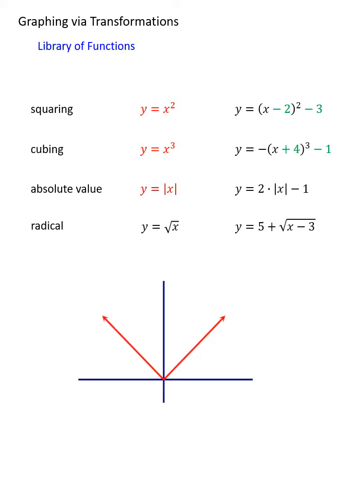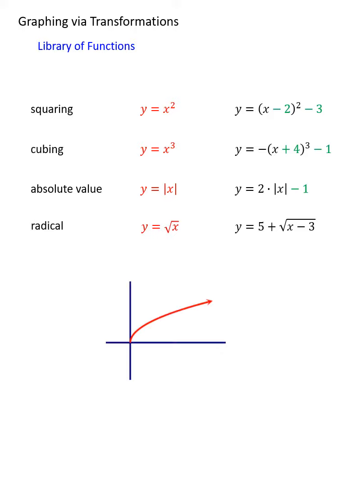Likewise, if I memorize what the graph of the absolute value looks like, then to graph the more complicated absolute value, I simply have to ask what effect do multiplying by 2 and subtracting 1 have on a function? Or if I know what the graph of radical x looks like, then I can ask what effect do adding 5 to the function and subtracting 3 from the variable have in transforming this into a new radical function?